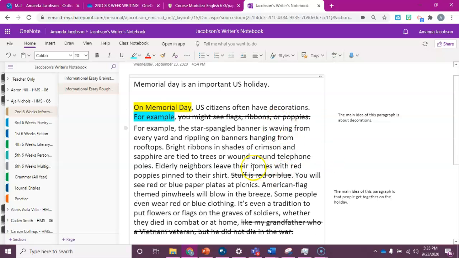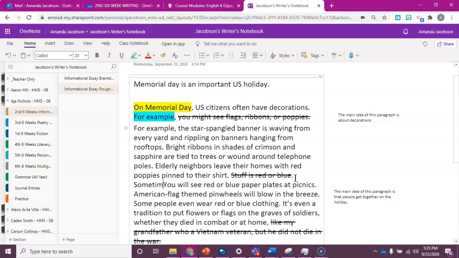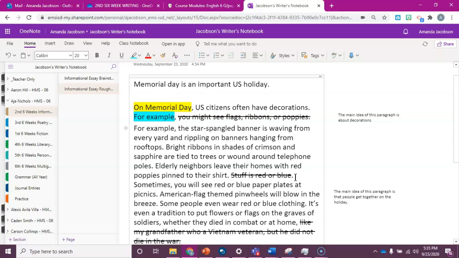Okay. Now, I do want to look at the sentence after just to see if I need a transition there. So, for example, the Star-Spangled Banner is waving from every yard and rippling on banners hanging from rooftops. Bright ribbons in shades of crimson and sapphire are tied to trees or wound around telephone poles. Elderly neighbors leave their homes with red poppies pinned to their shirts. You will see red or blue paper plates at picnics. I feel like I really need a transition. So I'm going to say, sometimes you will see red or blue paper plates at picnics.